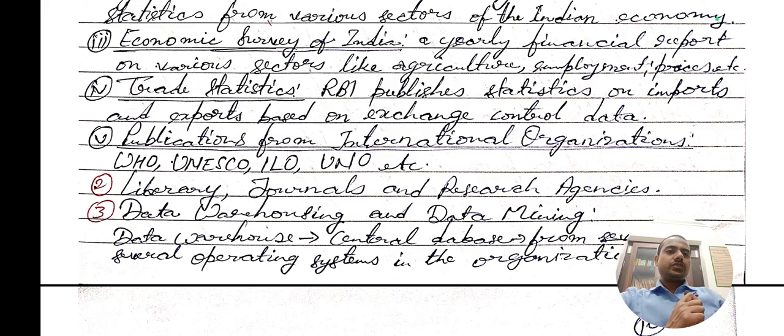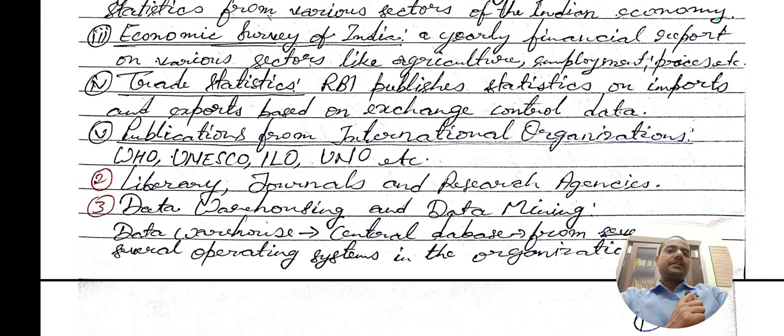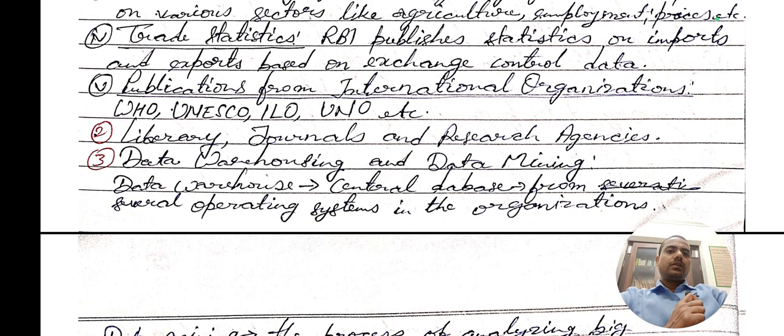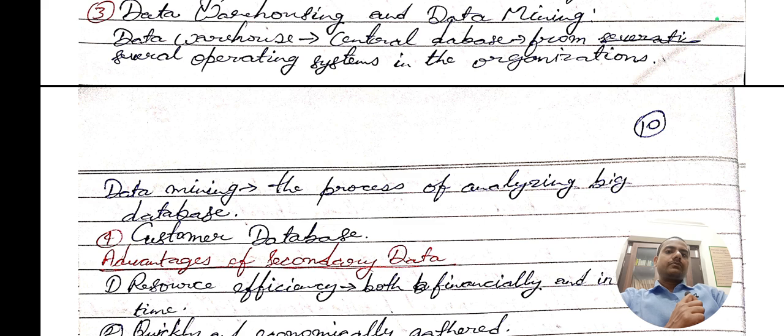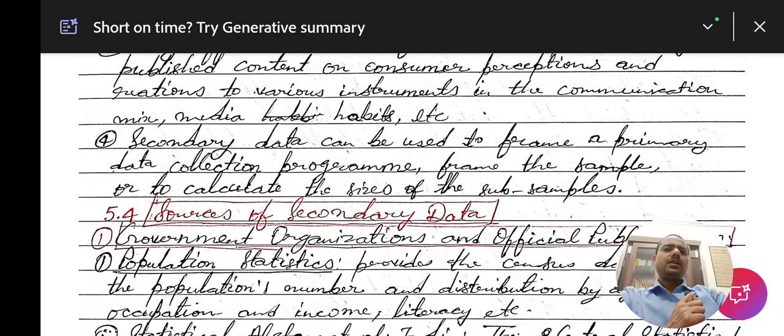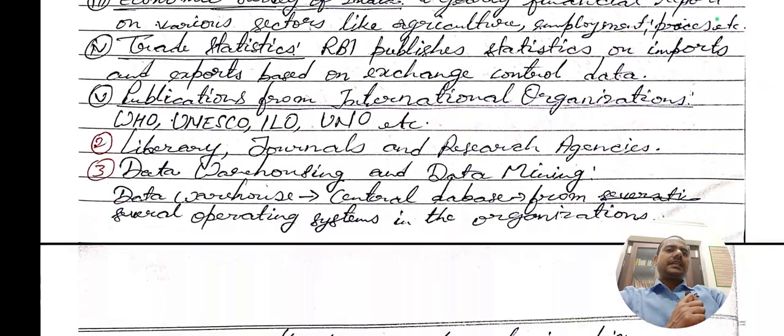Library journals and research agencies. Third, data warehousing and data mining. Data warehousing is a central database. A data warehouse is the central database from several operating systems in the organization. Data mining is the process of analyzing the big database. And the fourth one is the customer database. So these are different sources of secondary data.